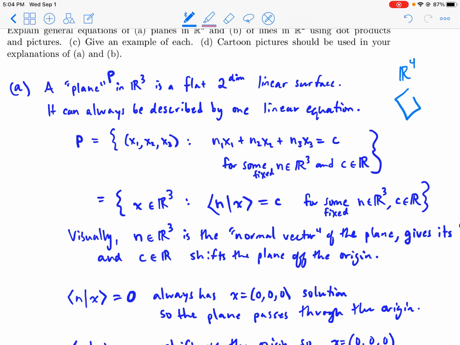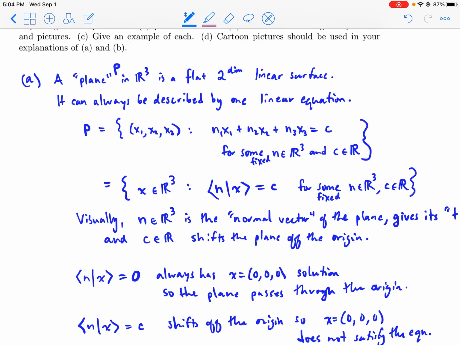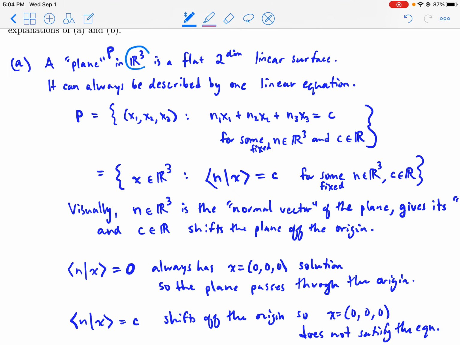Incidentally, if you're in R4 and you had a two-dimensional plane in R4, you would need two equations to describe it. The one equation sort of knocks out one of the four dimensions, and the second equation knocks out a second dimension. 4 minus 2 is then 2, which is the dimension of a plane. But anyway, if we want a two-dimensional plane in R3, we only need to knock out one of the dimensions with one equation. And so here's what that equation can look like.